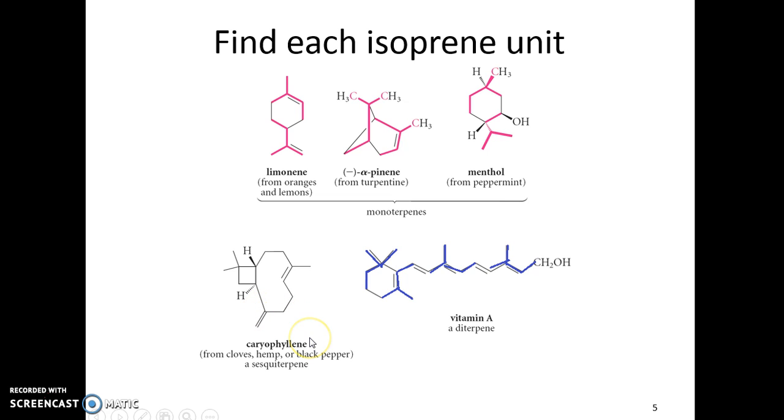This one's a little harder. You have to be creative. You might have gotten it right away, but sometimes it takes a few tries. If you look, here's your isoprene unit. Attach tail to head, isoprene unit, tail to head, isoprene unit over there. And so we see this is a sesquiterpene and this is a diterpene.